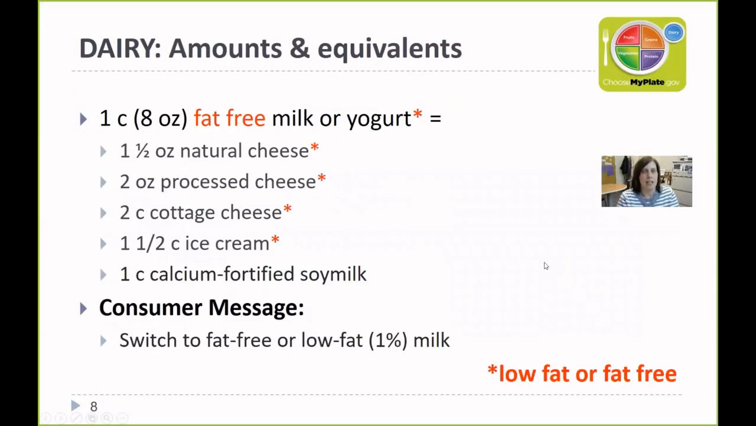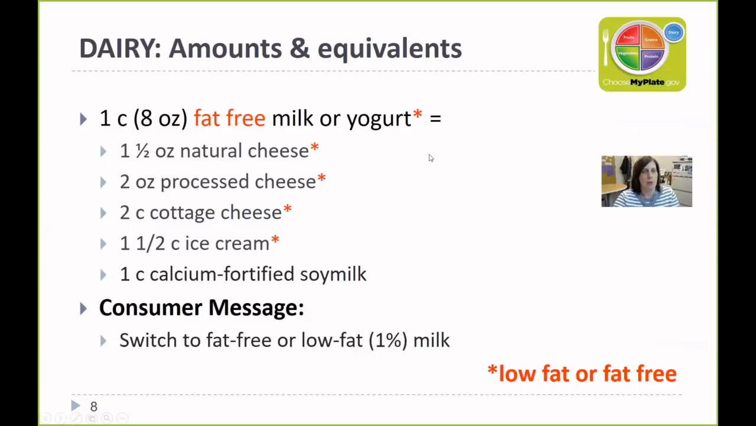What about dairy? What's important here is to remember that the recommendation is fat-free or low-fat. Low-fat refers to 1%. So 2% or whole dairy products are ones we want to limit in our diet. We want to try to get more fat-free or low-fat options into our diet.